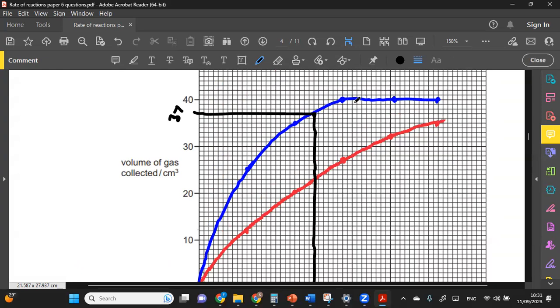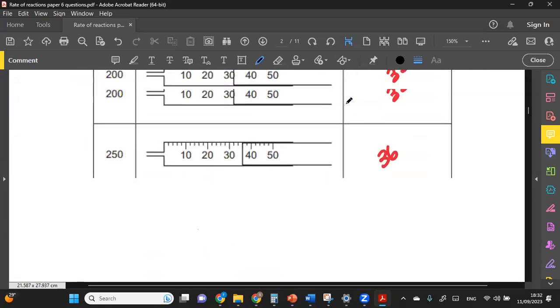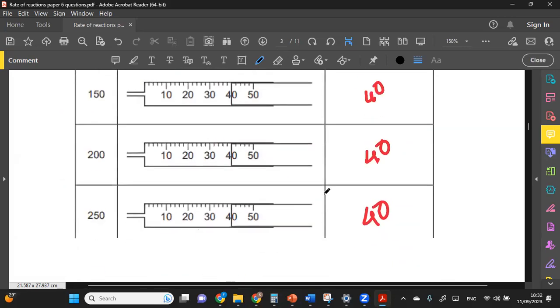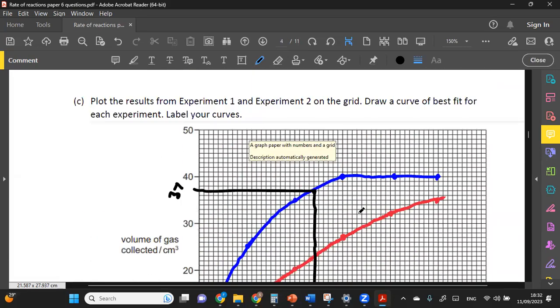In experiment number 2, we reached 40 and then the reaction stopped, right? And in both reactions, the amount of calcium carbonate and the amount of acid is the same. I am not changing the mass. I am not changing the concentration. I am using the same amount of reactant, which means that the final volume of gas should be the same. So in experiment number 2, the final volume of the gas was 40.